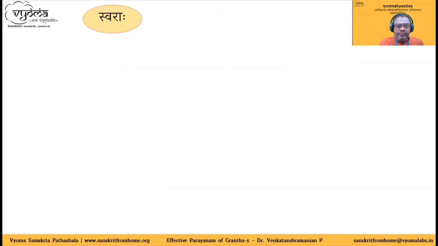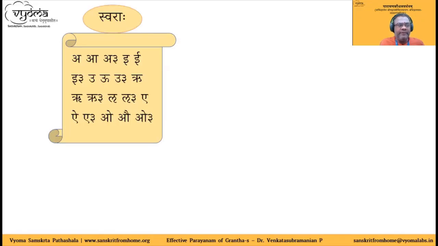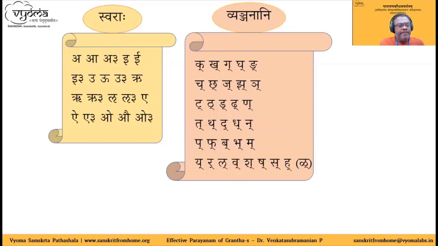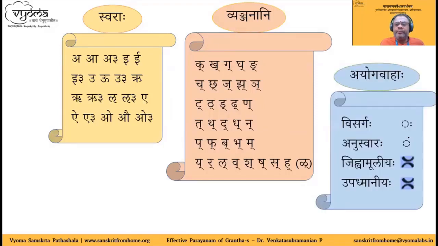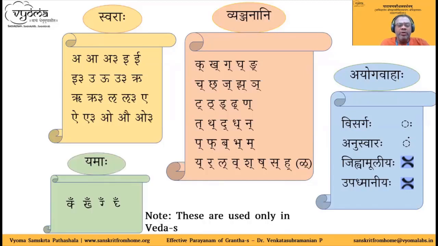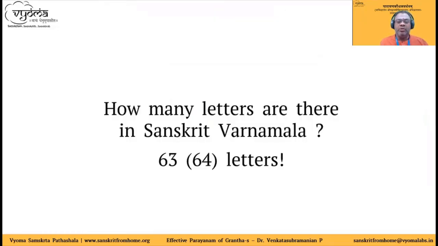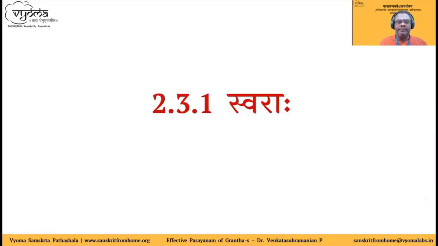In the Bhasha. So now you have Swaras, which are the independent sounds. You have Vyanjanas, which are the dependent sounds. You have Ayogavahas, which are not in either of these categories. So 22 plus 34 plus 4. Then you have another classification called Yamaha, which is in Vedic grammar. These are used only in the Vedas. So how many letters plus 4? How many letters do we have? 64 letters.